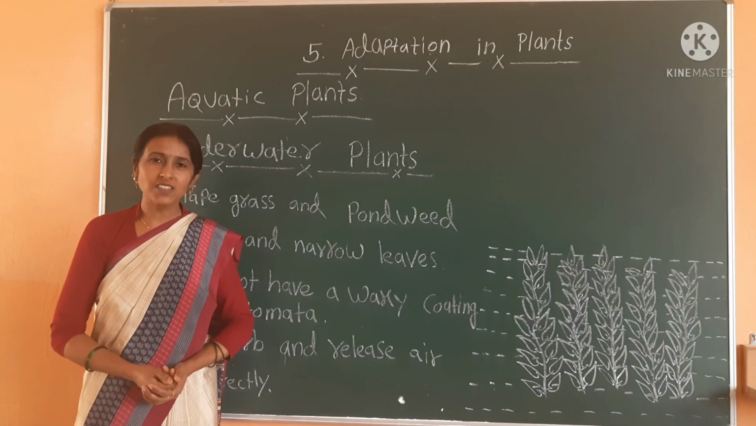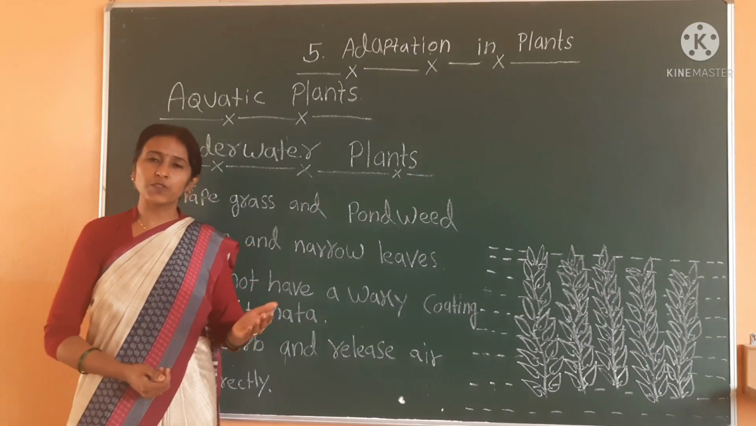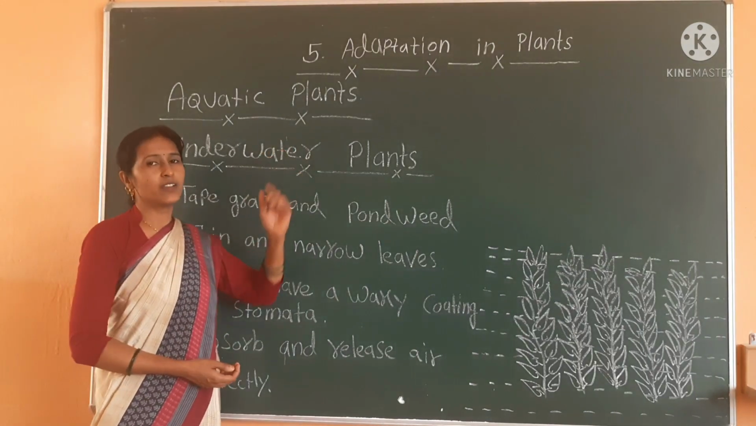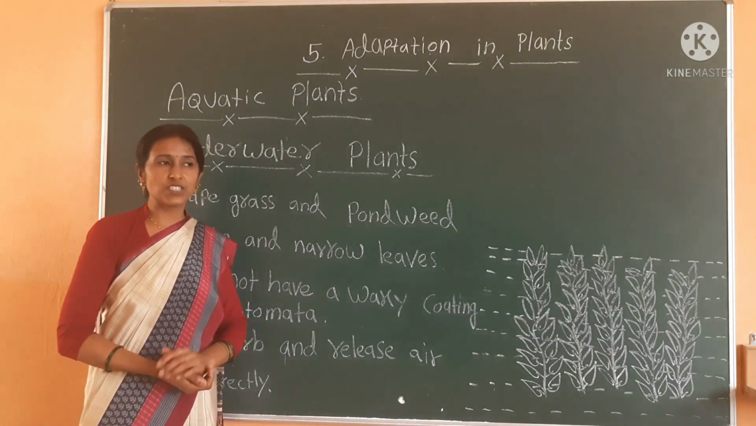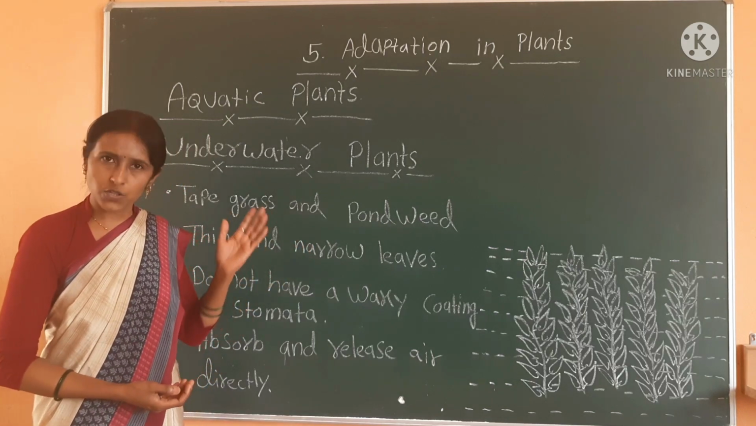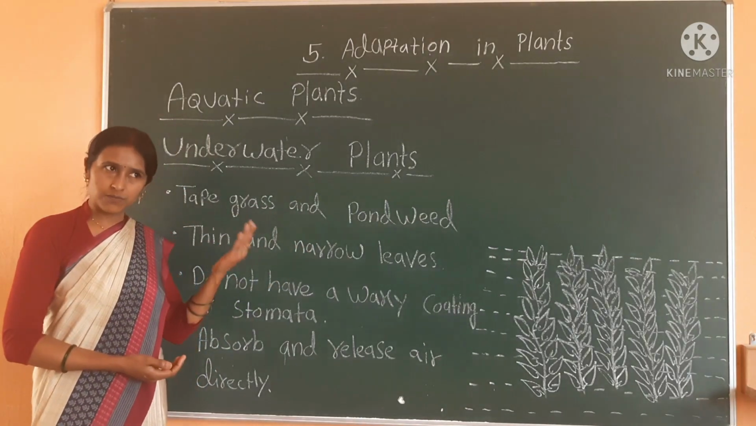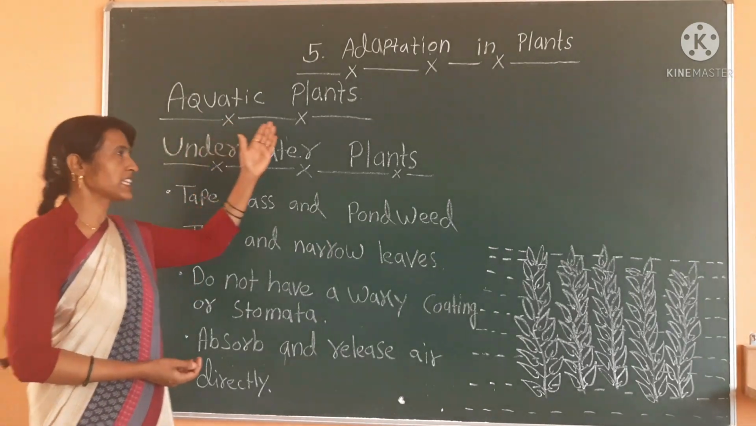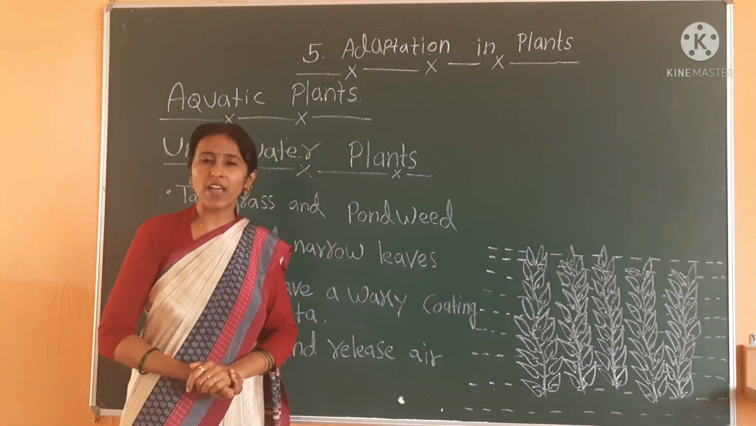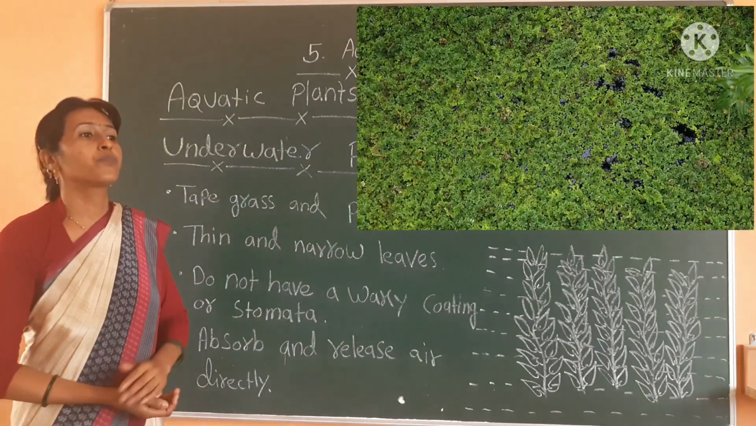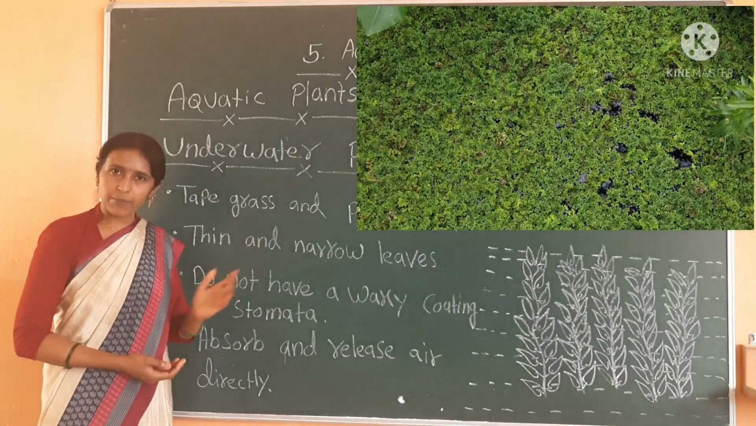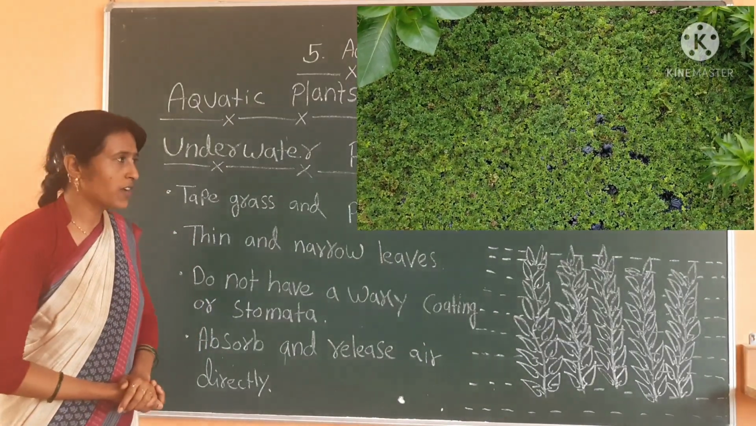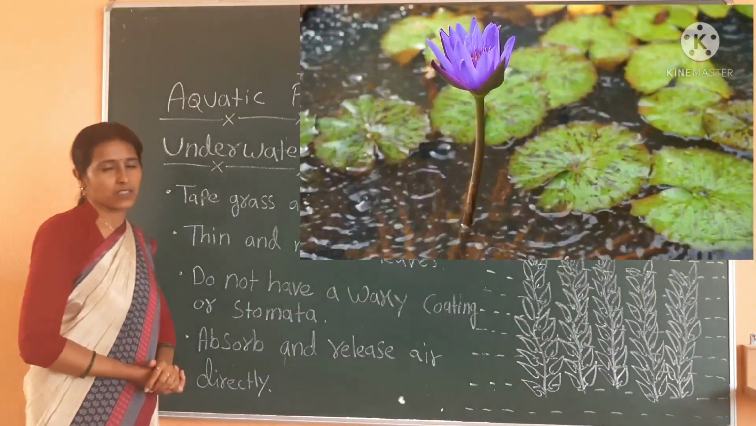Good morning, students. Today we will continue with our same chapter, chapter 5, which is Adaptation in Plants. For this chapter, we already discussed lots of topics, and in our last video, we discussed the aquatic plants. There are 3 types of aquatic plants. The first one is floating plants, the second one is fixed plants, and the third one is underwater plants.